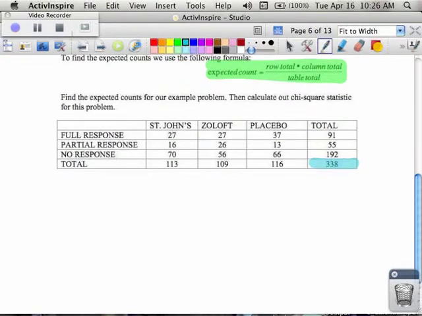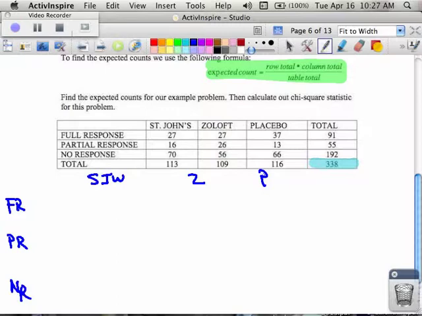So knowing that, what I want to do is I want to find the expected counts for every single one of these. So we have, it's kind of like a two-way table, but with the expected values, or the expected counts, I guess we'd say in this case. So as I do this, I have full response, partial, no, and then St. John's, Zoloft, placebo. So I'm just going to go with FR, PR, and NR for the responses. And then we have St. John's wort, and we have Zoloft, and we have the placebo.